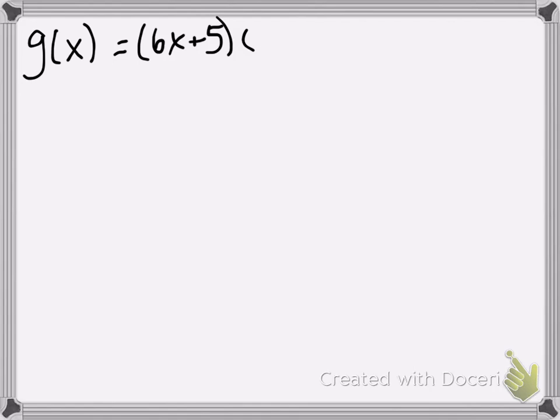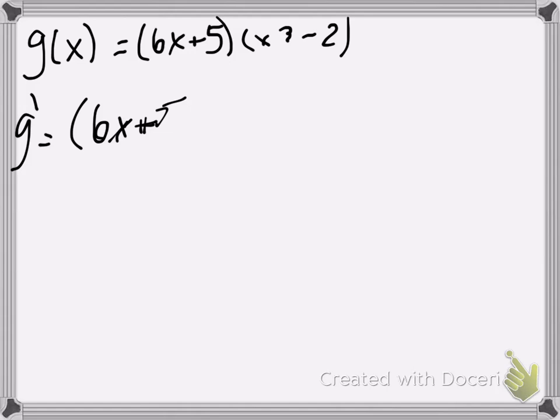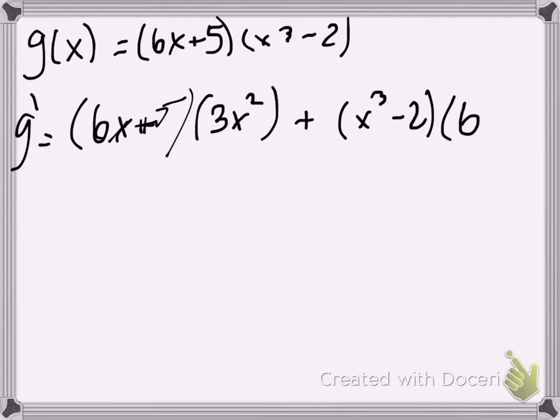Let's do one more. Okay, let's do g of x equals 6x plus 5 times x cubed minus 2. So we'll go a little bit faster with the rule. So it's going to be the first, which is 6x plus 5, times the derivative of the second, which will be 3x squared, plus the second, x cubed minus 2, times the derivative of the first, which is 6.